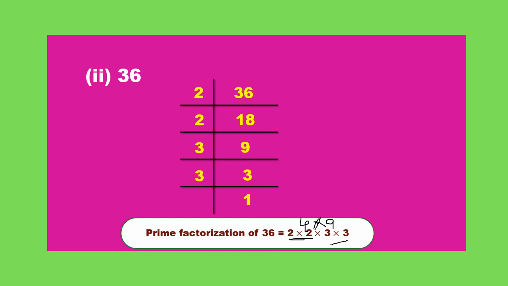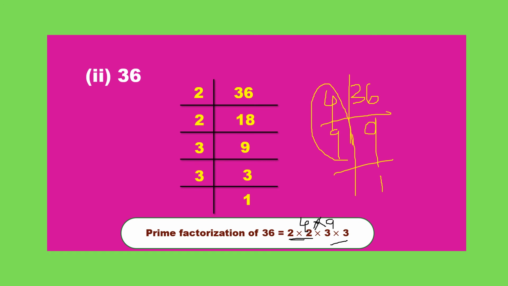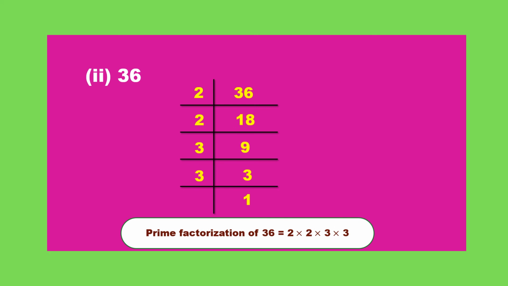4 9's are 36. But don't do it in this way: 9 1's are 9. You should not write it this way because these are not prime numbers. The factorization method should be with prime numbers only. Okay, so take prime numbers and multiply, which should give you the given number as your answer.